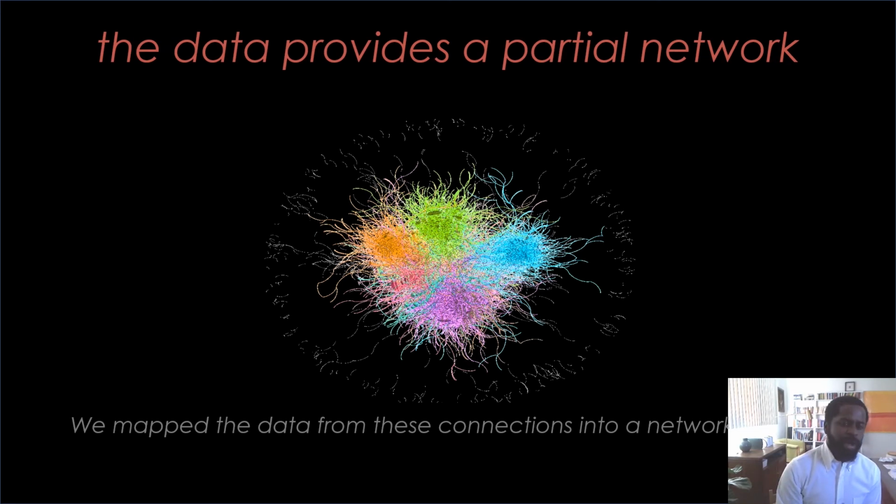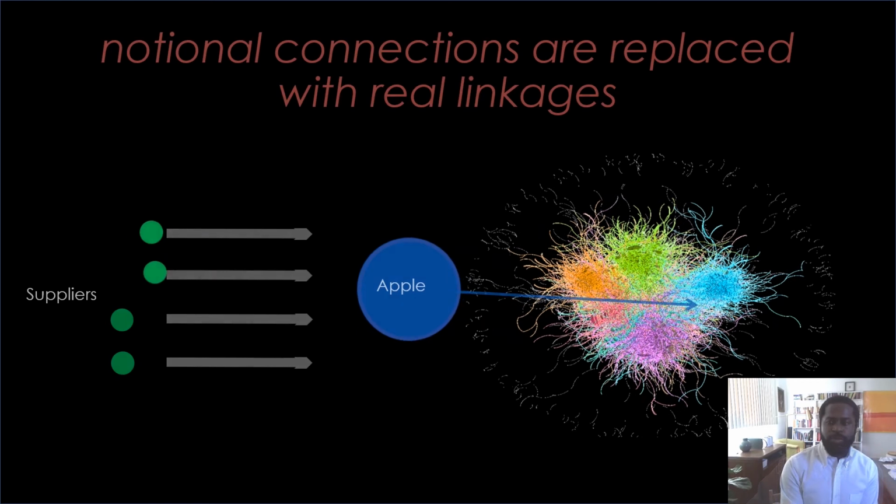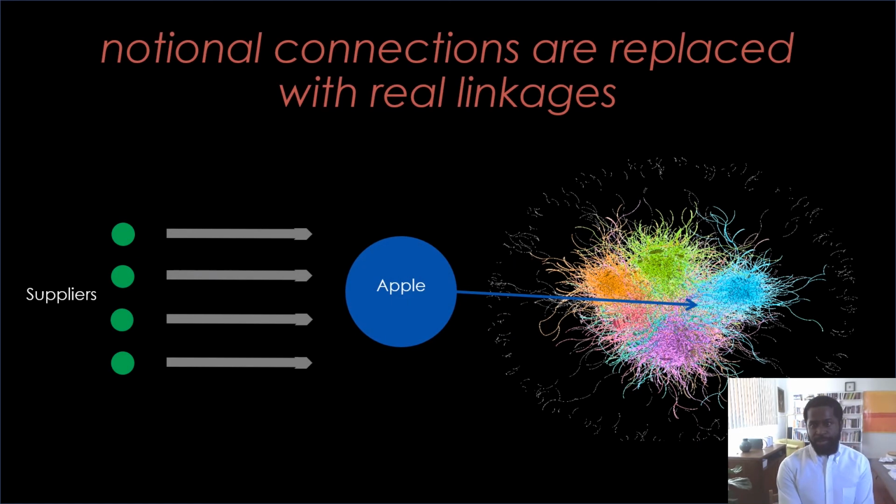And we mapped these data from connections and found the following network graphic, where, as before, instead of sectors, we have these clusters of firms which are grouped by their relationships, and the firms are color-coded by firms that tend to work with each other. So it's a different way of looking at the economy through the lens of network analysis mostly. We can look at it and say, well, we have these notional connections which we can replace with real linkages. So instead of having this graphic, we can look and say, well, Apple's sitting right here close to the center of this network.